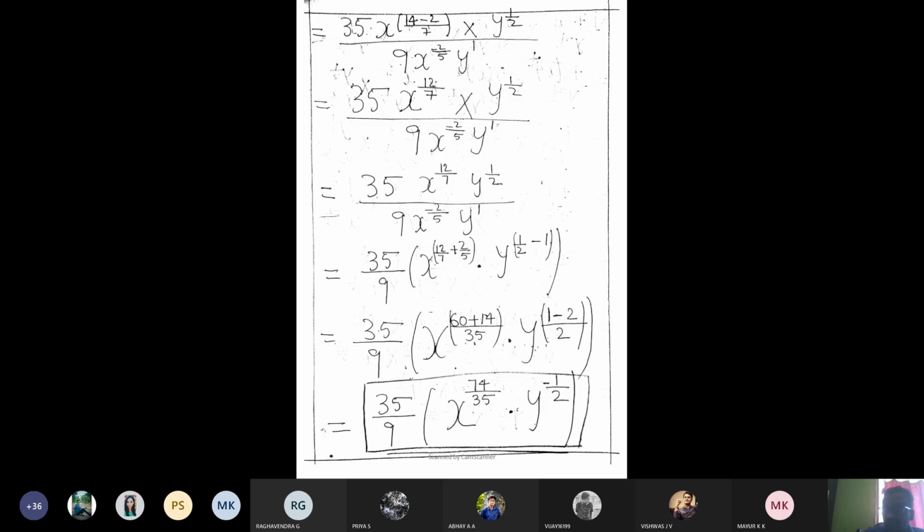If you face any difficulties, tell me. Sir, I have a doubt. In the last third step, sir, 9x to the power of minus 2 by 5. This slide only. Yes, sir. The last fourth step is there, no, sir? 9x minus 2 by 5.